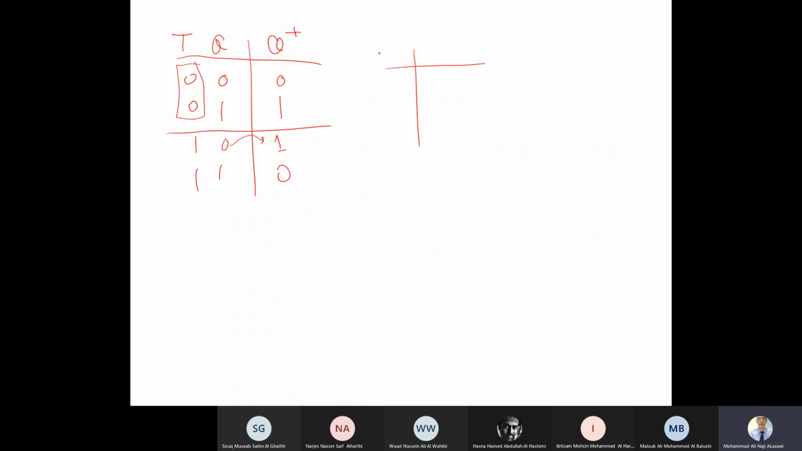Then the K-map again, T and Q, 0, 1. I have 1 at 0, 1, and I have another 1 at 1, 0. Of course, you cannot take the group like this, so you'll take the groups separately.